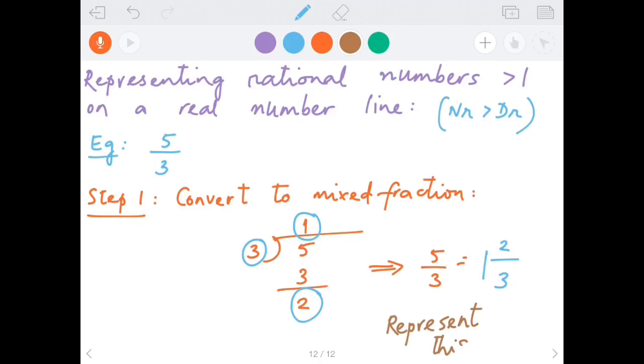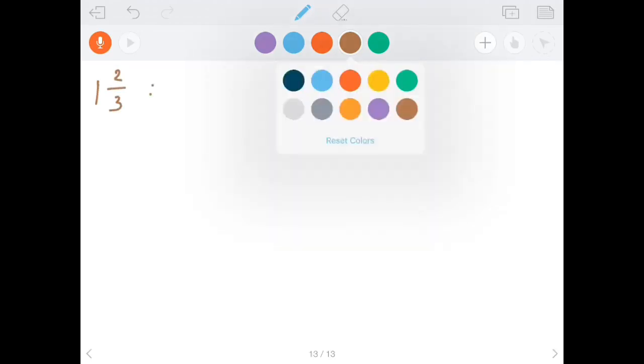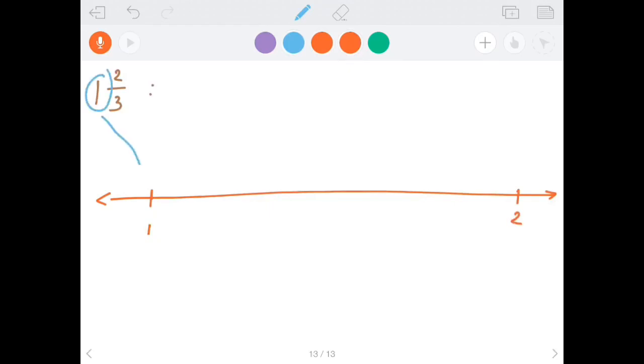Let us represent this number 1, 2 by 3 on a number line. I'm just going to put that number again there. That is 1, 2 by 3. I'm going to first draw a number line. Since I start with the number 1 in the fraction, the next number I'll have to immediately put is 2. There you go. That 1 that we've written there should go there, and the number after that, which is the next number, must go to the right. There you go.